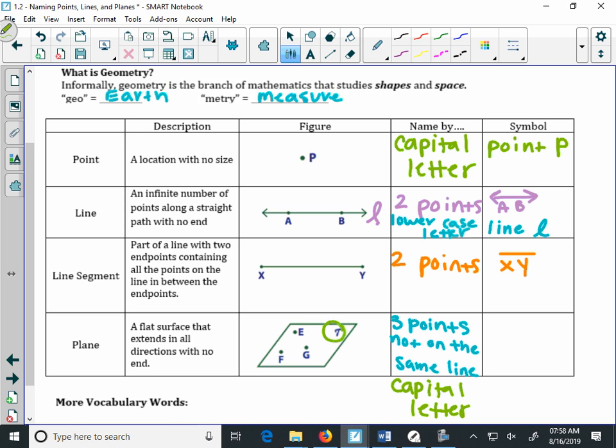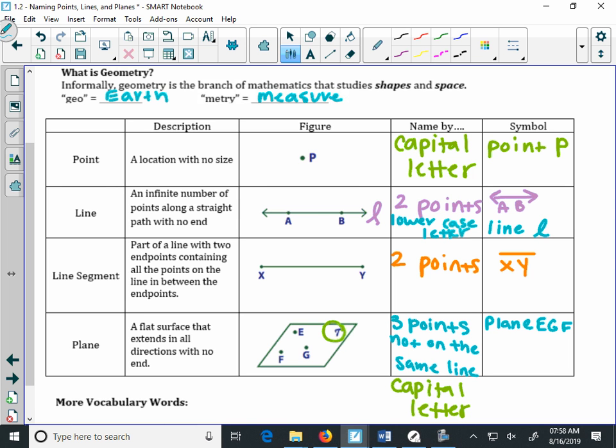So to name this plane, I'm going to write the word plane, and then I pick 3 points that are not on the same line. Well, there's E, G, and F. They're not on the same line. They're just kind of scattered in that plane. So I'm going to name this plane E, G, F.